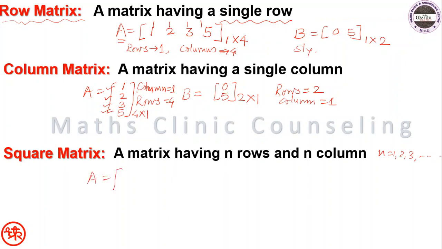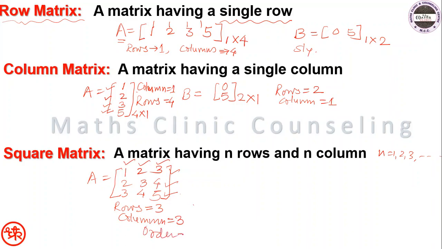A equals to 1 2 3, 2 3 4, and 3 4 5. Is that clear? Now tell me, what is the number of rows here? Rows are 1 2 3, so 3. Columns equal to 1 2 3, right? So 3. So what is the order? Order is 3 by 3. So m and m.